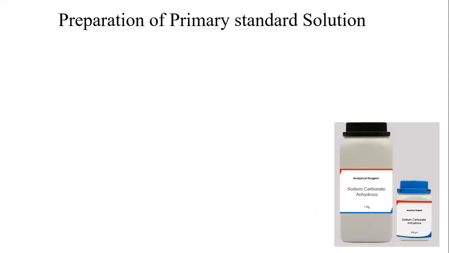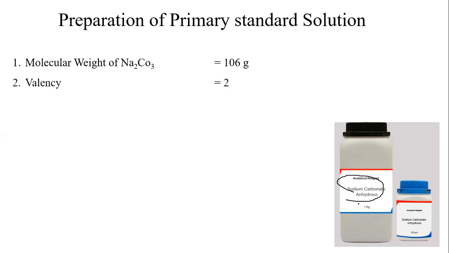Right, coming to the preparation of primary standard. Now let us see how we have to prepare a primary standard. Here I'm taking sodium carbonate, which we usually use in soil science. Mostly we use only sodium carbonate as a primary standard, but there are many other primary standards. Here I'm taking the example of sodium carbonate. Let us see what is the molecular weight of sodium carbonate. It is 106 grams, which we know, and its valence is 2.